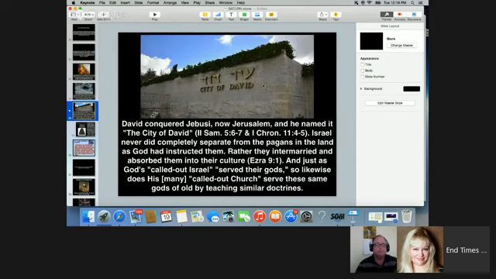So David, this is the city of David. David conquered Jebusai, now Jerusalem. He named it the city of David. So Israel didn't completely separate from pagans, and so they intermarried. And they were together, just like Makkah.